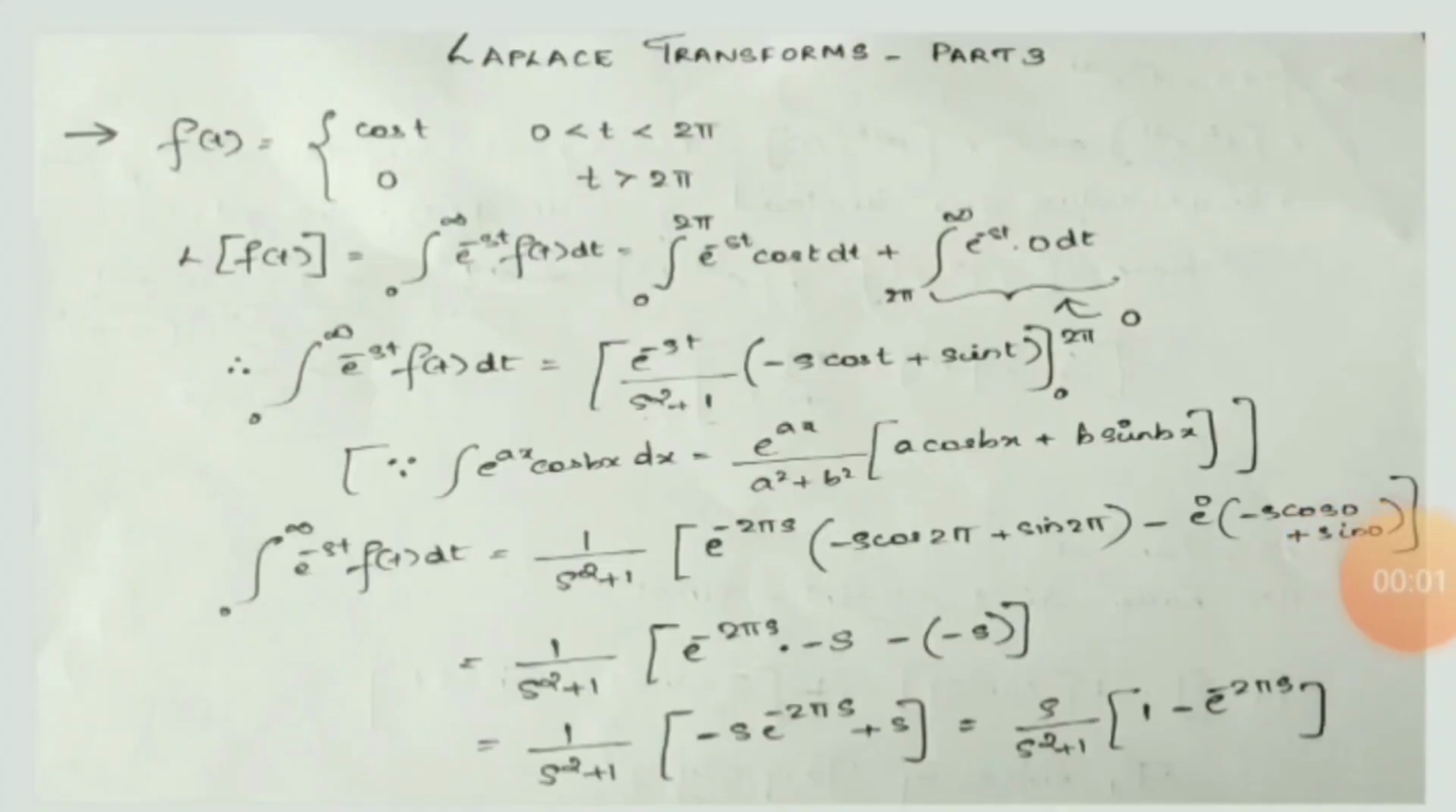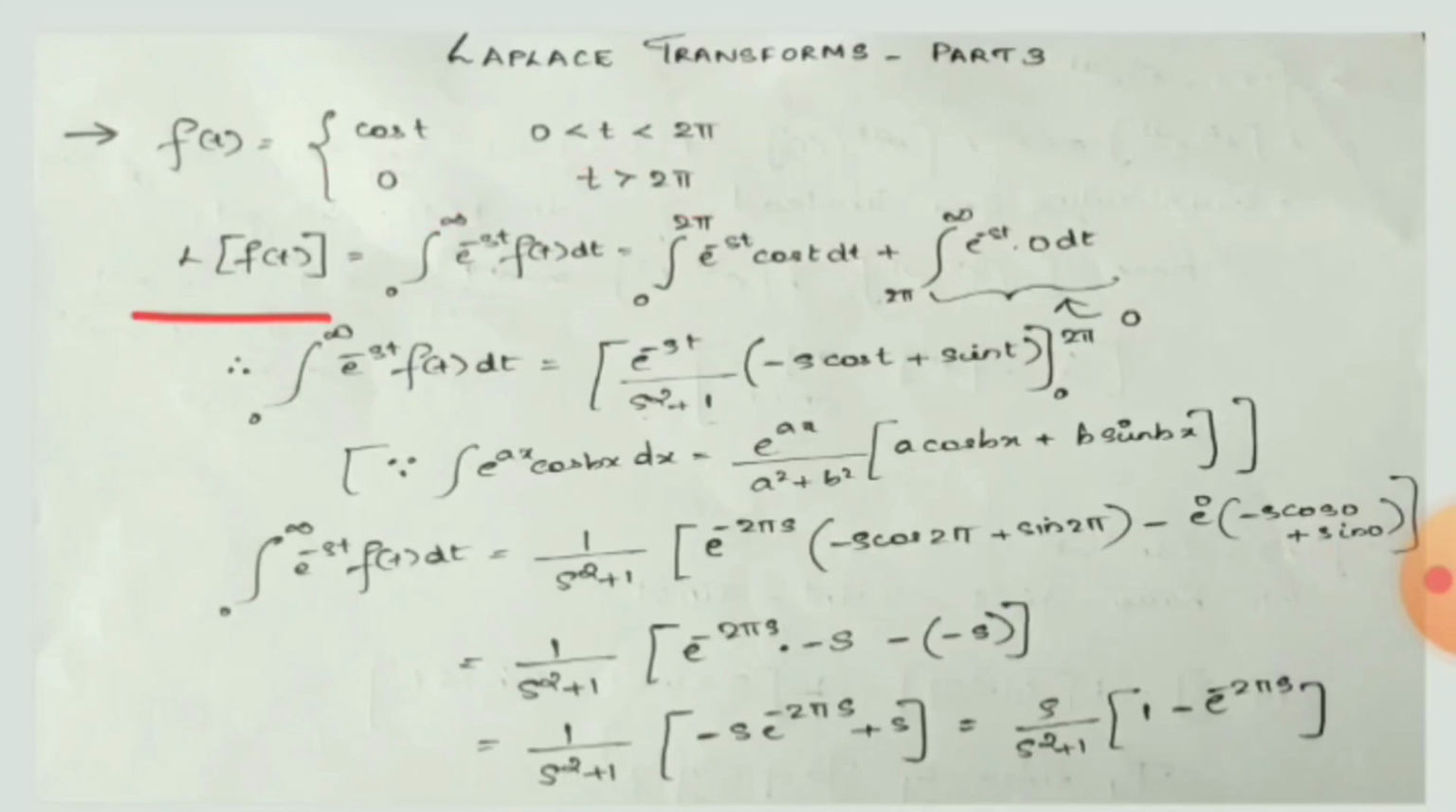Find out the Laplace transforms of some of the functions. First, we'll consider a piecewise function f of t given by f of t equal to cos t when 0 less than t less than 2 pi and f of t equal to 0 when t greater than 2 pi.